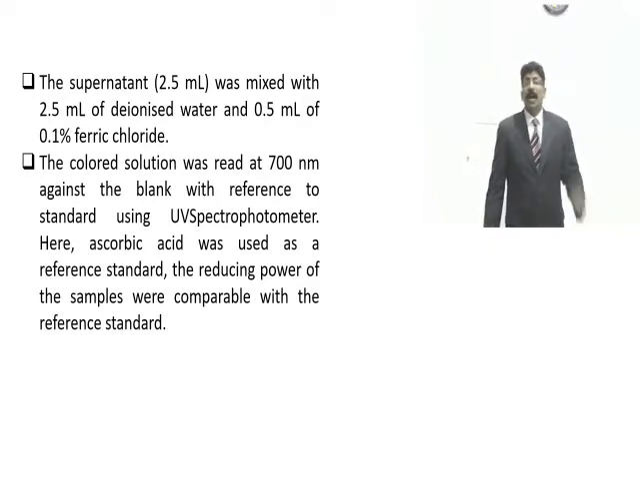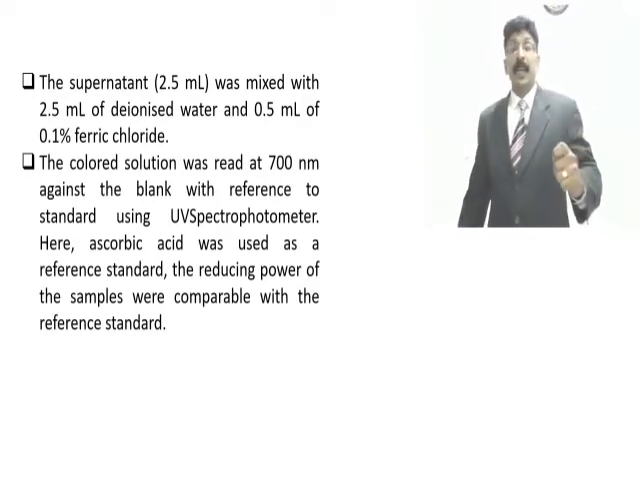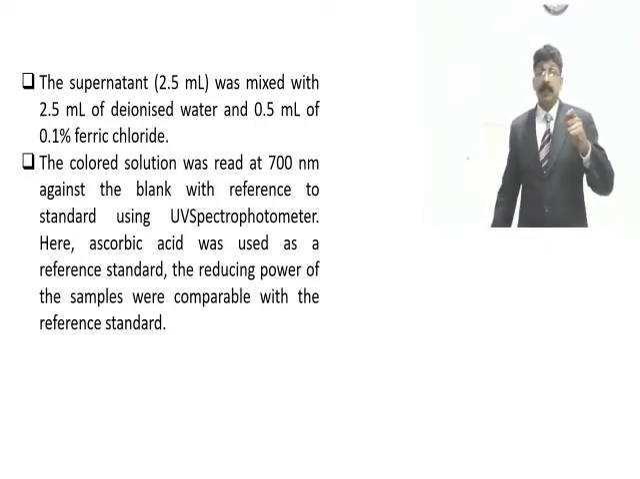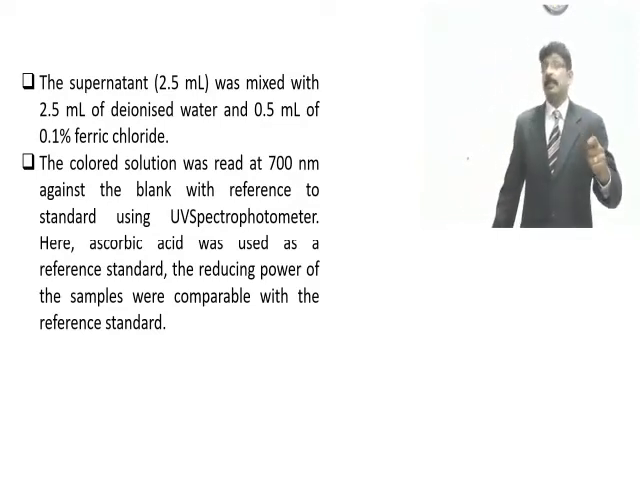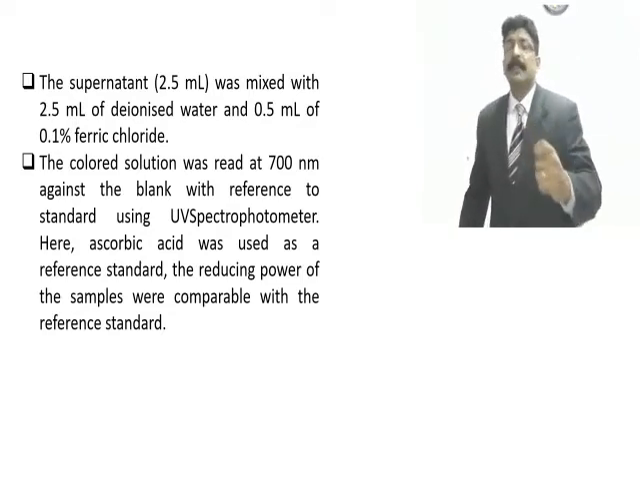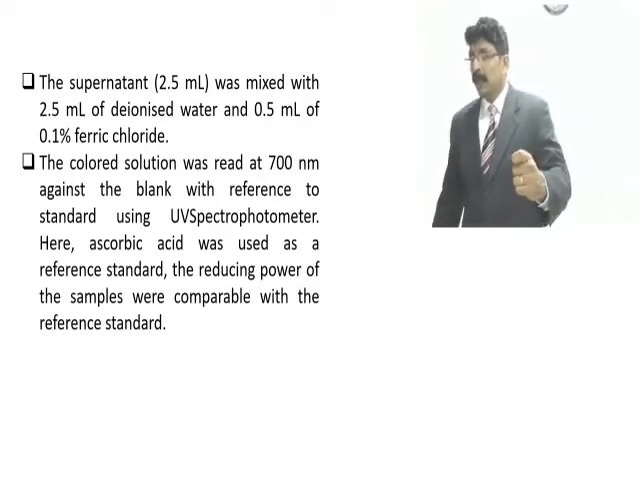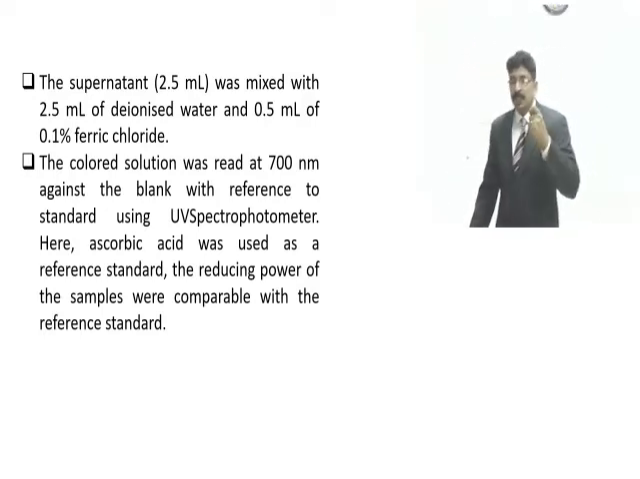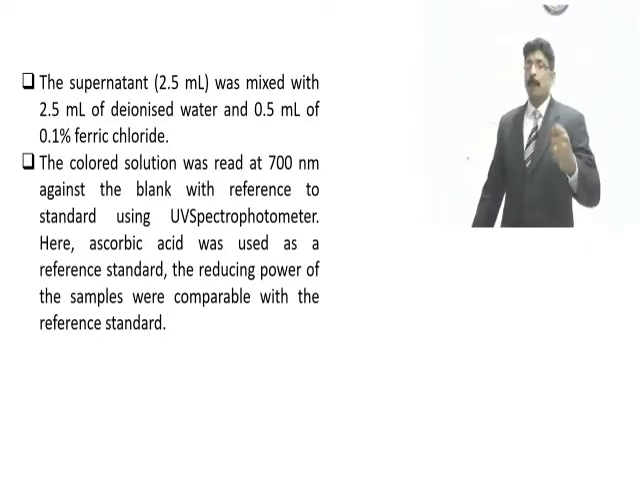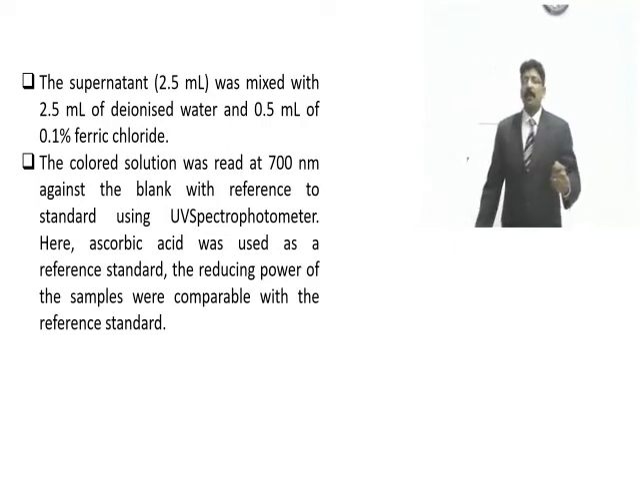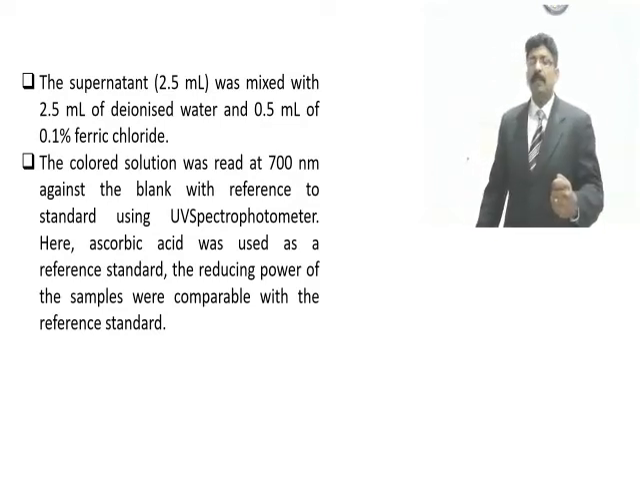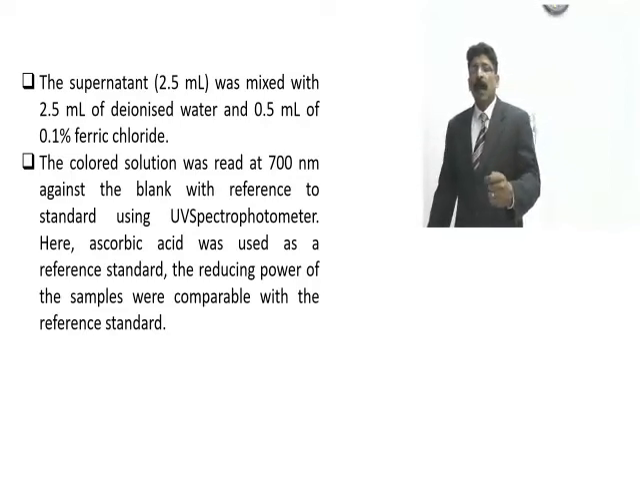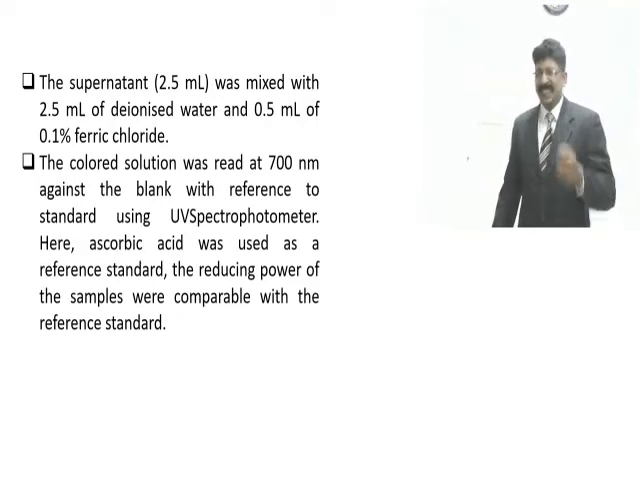Here ascorbic acid was used as a reference standard. The reducing power of the sample was compared with the reference standard, and a control which we have used without the standard and the sample. We have also used a buffer as the blank for comparison of all the readings. Remember, very important, the reference standard used is ascorbic acid, which is also prepared in various dilutions: 20 microgram per ml, 40 microgram per ml, 60 microgram per ml, 80 microgram per ml, 100 microgram per ml, the same as the test and the standard.